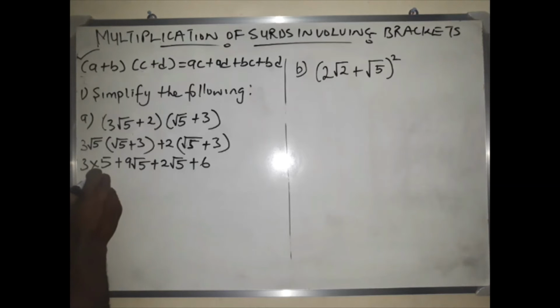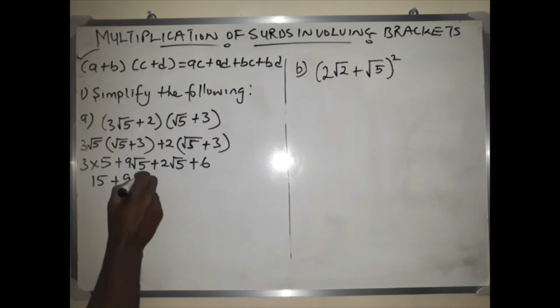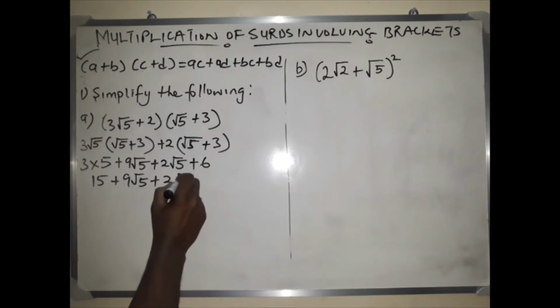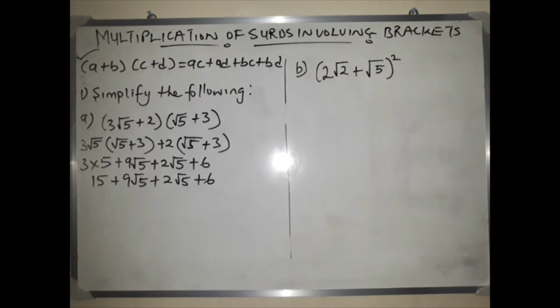3 times 5 will give me 15, plus 9 root 5 plus 2 root 5 plus 6. So what I do now is I collect like terms. I look at the expression that I have before me and I say which ones are common terms or like terms. Are there common terms? Yes. I collect common terms. So which of them are common terms?